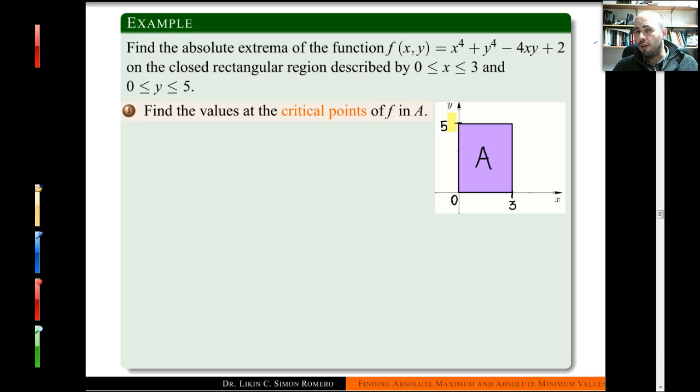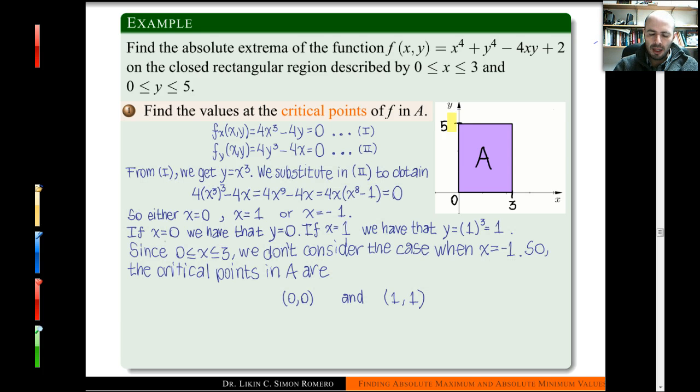So now we're going to follow the steps. The first one is find the critical points of f in A. In order to do that, we set our partial derivatives equal to 0, and then we start solving the equations. From 1 we obtain that y is equal to x cubed, and then plugging into 2 you obtain this expression over here.